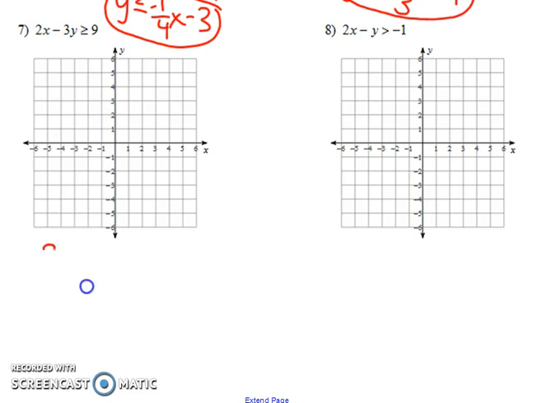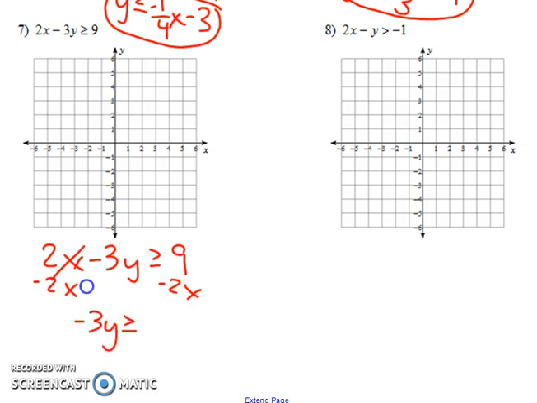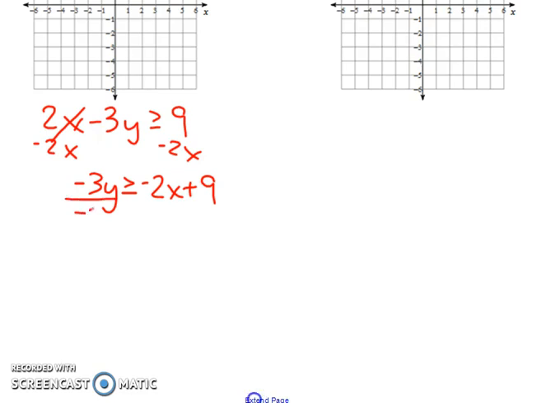Let me rewrite it down here. So I'm still going to do the same thing. I'm still going to minus 2x. So I have negative 3y greater than or equal to negative 2x plus a 9. Now, if you remember back to September, August, when you divide by a negative, what happens to this sign? It flips, and that's going to be true here. So I'm going to divide by a negative 3, and since I divided by a negative, my sign is going to flip.